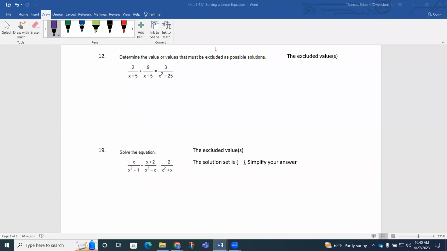So question 12 says, determine the value or values that must be excluded as possible solutions. One of the things that happens is, remember, x represents a number. So the variable can be any number. But the thing is, when you do the calculations, you have to get an answer. And one of the things we have in math is we cannot divide by 0. So keep that in mind. We cannot actually divide by 0.